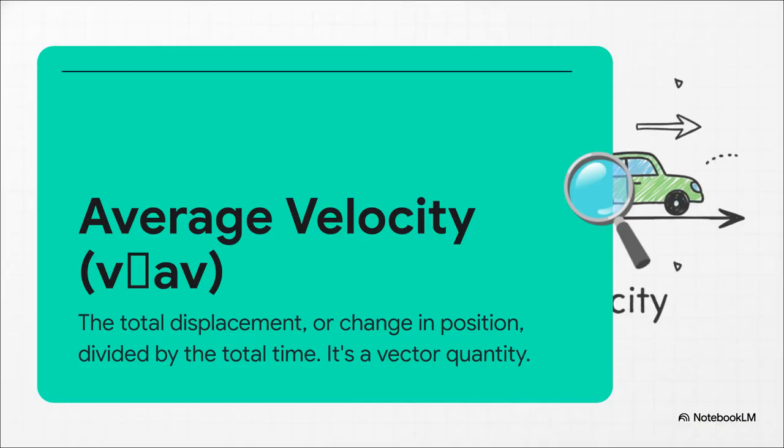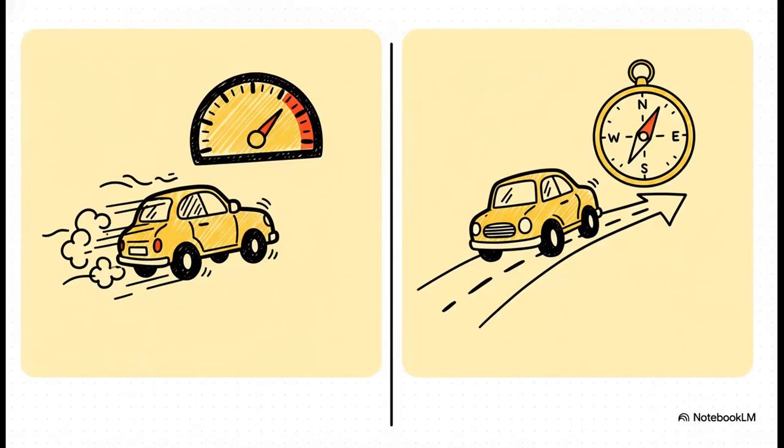Okay, here's the formal definition. Average velocity is your total displacement divided by time. Now, displacement is just a physics term for your change in position from your starting point to your ending point. And here it is, the most important part. It's a vector quantity. That means it has two parts: a magnitude, which is its speed, and a direction. This slide just nails the difference. Speed is asking one question, how fast? But velocity asks two questions, how fast and in what direction? So saying you're going 100 kilometers per hour, that's a speed. But saying you're going 100 kilometers per hour north, now you're talking about velocity.